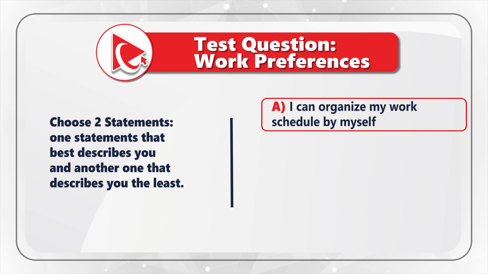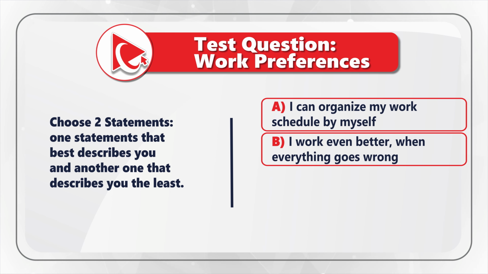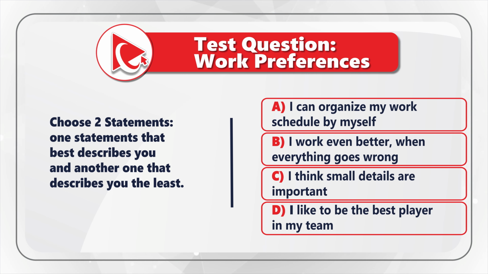I can organize my work schedule by myself. Choice B. I work even better when everything goes wrong. Choice C. I think small details are important. And last but not least, choice D. I like to be best player on my team. Take a close look to see if you can come up with 2 answers.